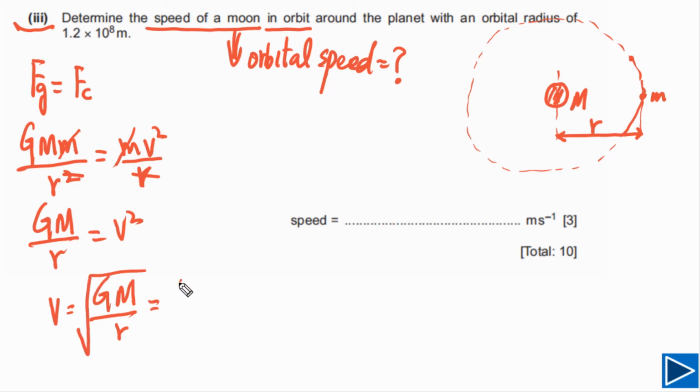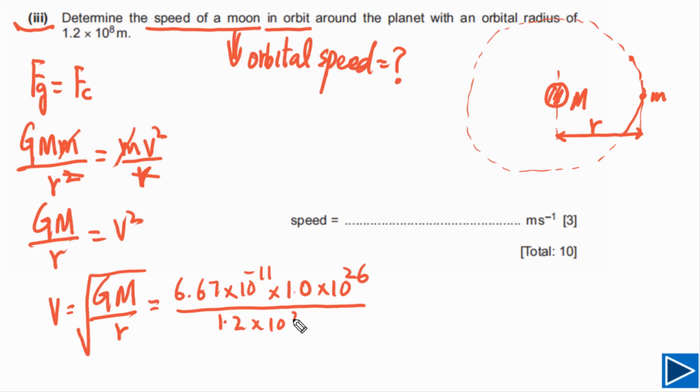G is a constant, and the value of G is 6.67 times 10 to negative 11. And the mass of the planet we have just found in the second part, that was equal to 1.0 times 10 to 26 kgs, and we need to divide this one by orbital radius. Orbital radius is 1.2 times 10 to 8 meters, and we need to take root of this. If you take root of this, we will get our final answer. Final answer will be equal to 7,500 meters per second up to 2SF, and this is our final answer.